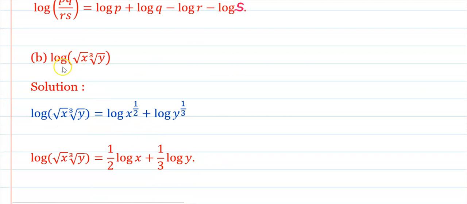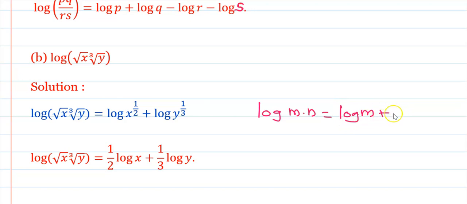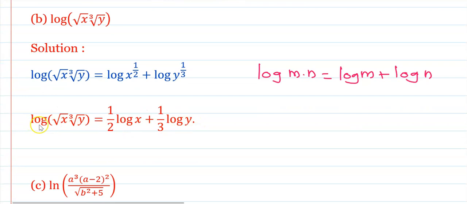Okay, next: log of root x into cubic root of y. दोघांमध्ये product आहे, therefore we will apply here the rule log of m into n is equals to log of m plus log of n. मग या दोघांचे ऍडिशन करणार, but root x means what? X raised to 1 upon 2. Cubic root of y means what? Log of y raised to 1 by 3, in this way. And hence log of root x into cubic root of y is equals to 1 upon 2 log x plus 1 by 3 log of y, in this way.